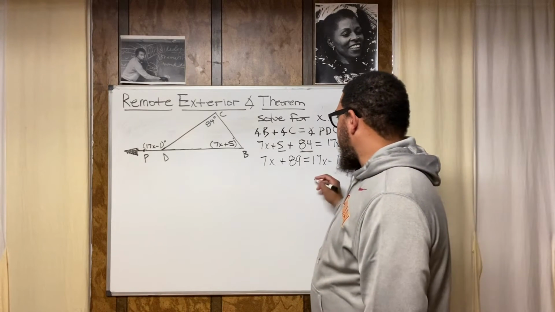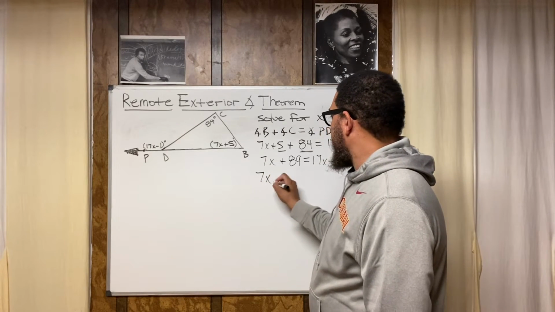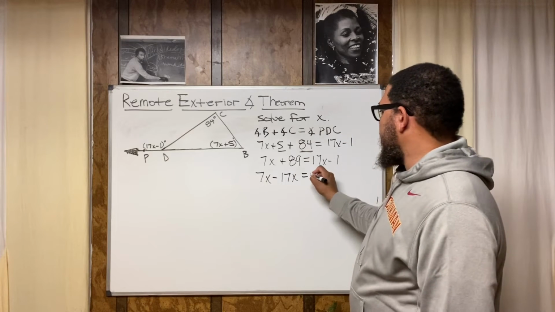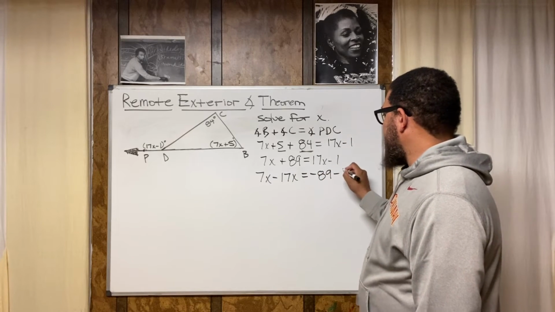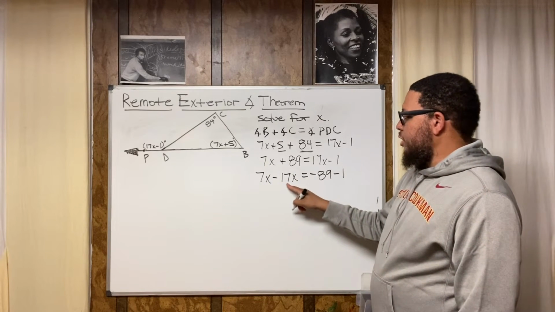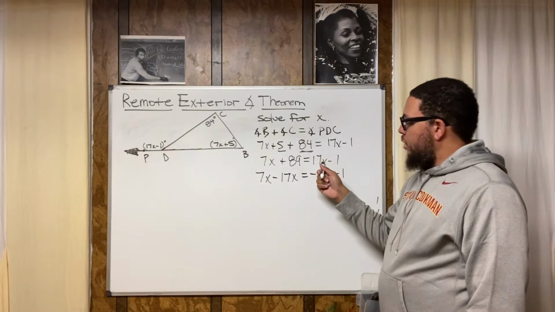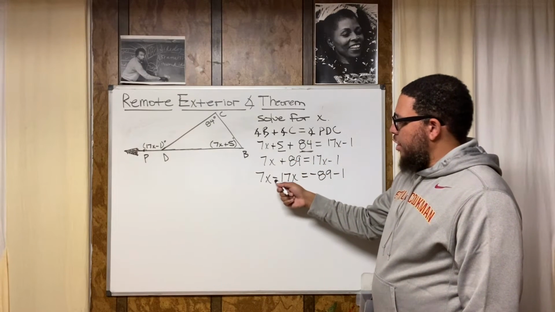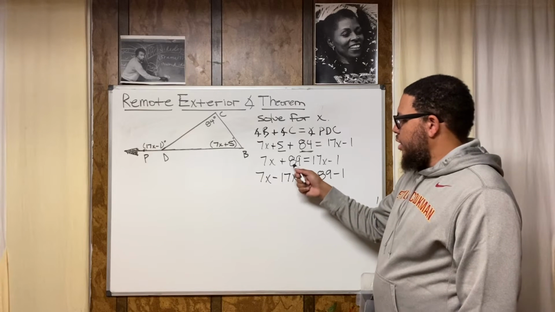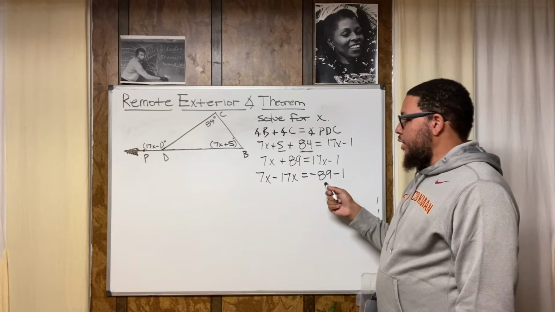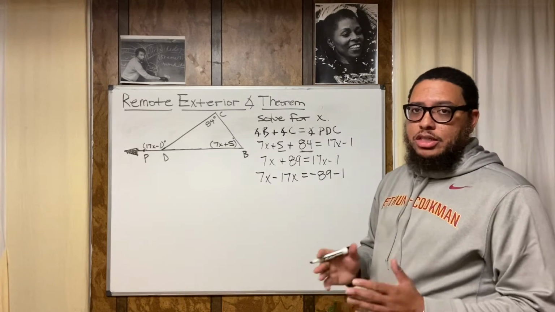So I got 7x minus 17x is equal to negative 89 minus 1. Now, 7x was already over there. Where did this negative 17x come from? It was on the right-hand side. Switch the side, change the sign. Move it over to the left-hand side and make it negative, minus 17x. 89, move it over to the right-hand side, make it negative. Now it's negative 89.